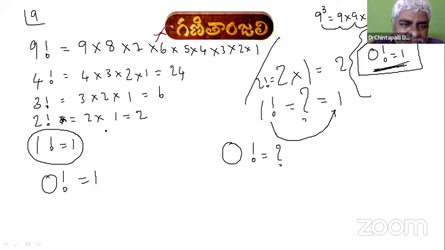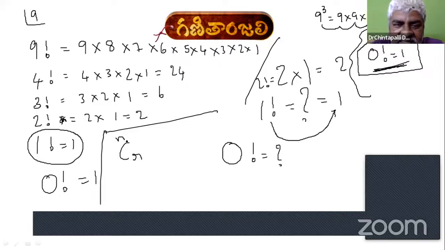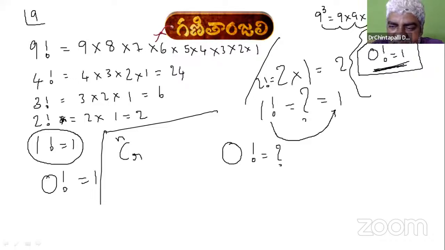Now, NCR means selecting R things out of N things. Symbolically, it is written as NCR. NCR means selecting R things out of N things. This value is N factorial by (N minus R) factorial times R factorial.